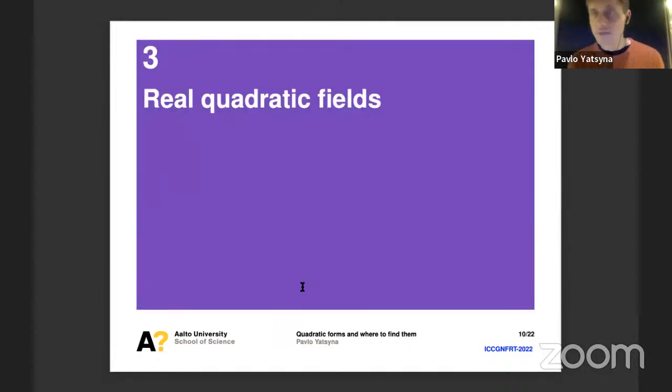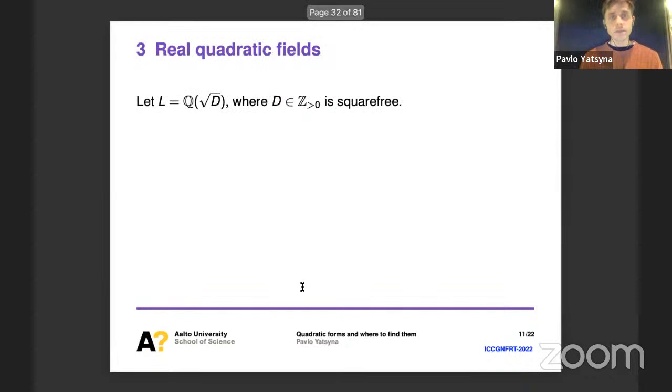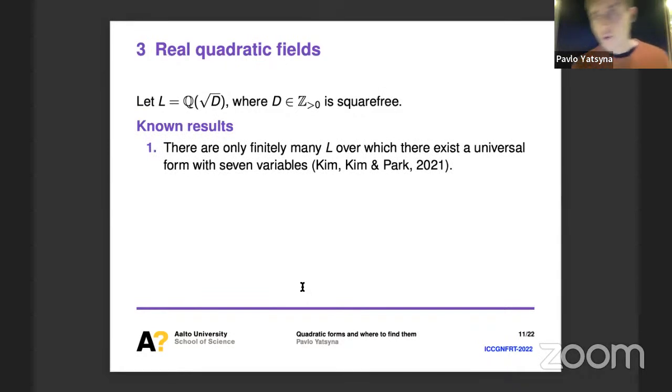Perhaps I can now explain what is known for the smallest number fields I can think of. Real quadratic number fields are really good, and we know a bit more here than in other degrees. So throughout, let me denote by L a real quadratic number field. And what do we know here? First of all, we know that there are only finitely many real quadratic number fields over which there exists a universal quadratic form in 7 or fewer variables.